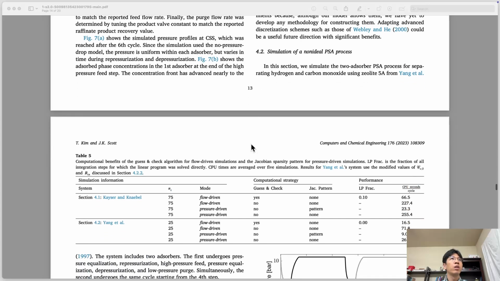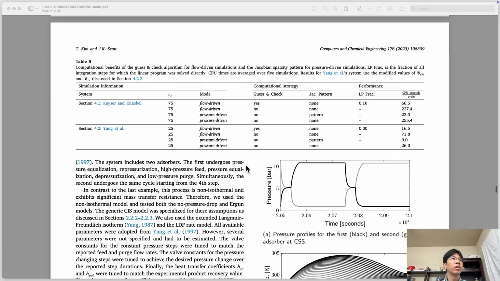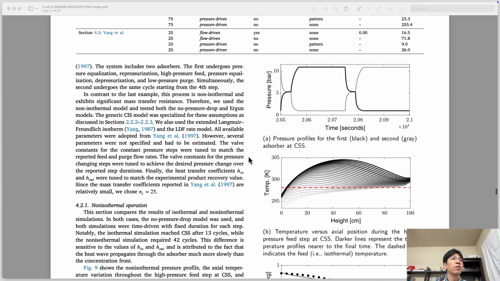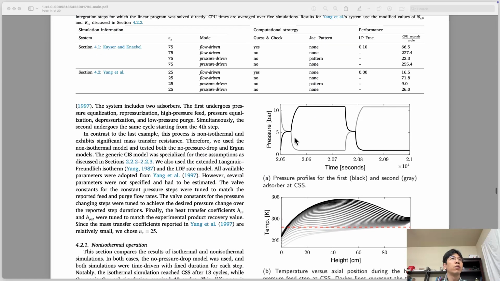And the next one, we actually wanted to simulate some non-ideal adsorption process, right? So there's some mass transfer resistance, and also temperature. Heat of adsorption is pretty significant, so we actually simulated that. Also, we threw in the equalization step. So the two pressures, high and low, come together and equalize, and then the lower pressure one gets pressurized and the other one depressurized, and then you do purge and you do high pressure feed, and then you equalize, depressurize, and purge, and then you equalize, repressurize, and feed.